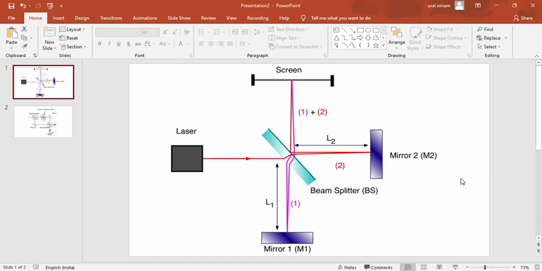Now let's get into two interesting topics, that is the interferometer. First we'll start with the Michelson interferometer. So what is a Michelson interferometer?